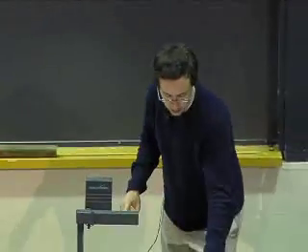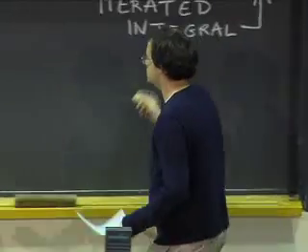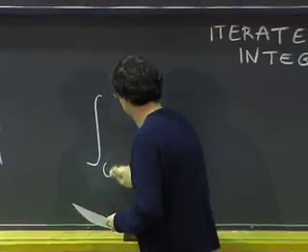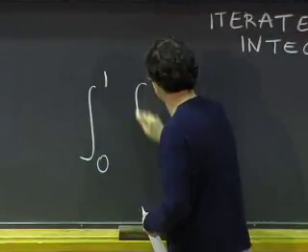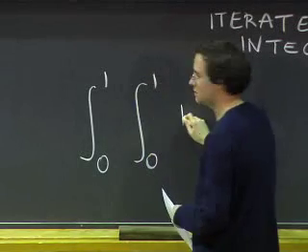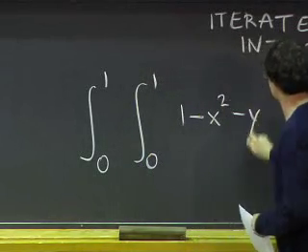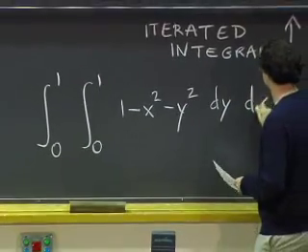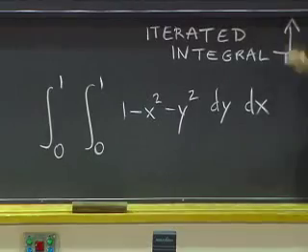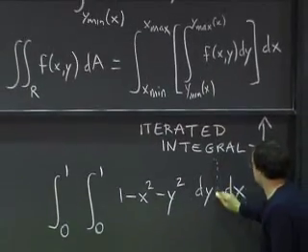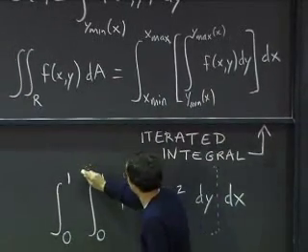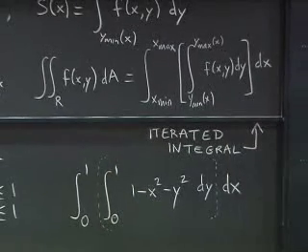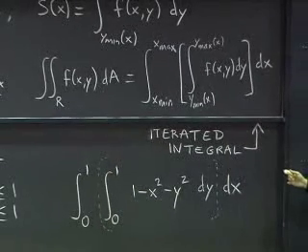Okay, so let's do it. Well, that would be the integral from 0 to 1 of the integral from 0 to 1 of 1 minus x squared minus y squared dy dx. I'm dropping the parentheses, but if you still want to see them, I'm going to put them in very thin so that you see what it means. But actually, the convention is we won't put these parentheses in there anymore.